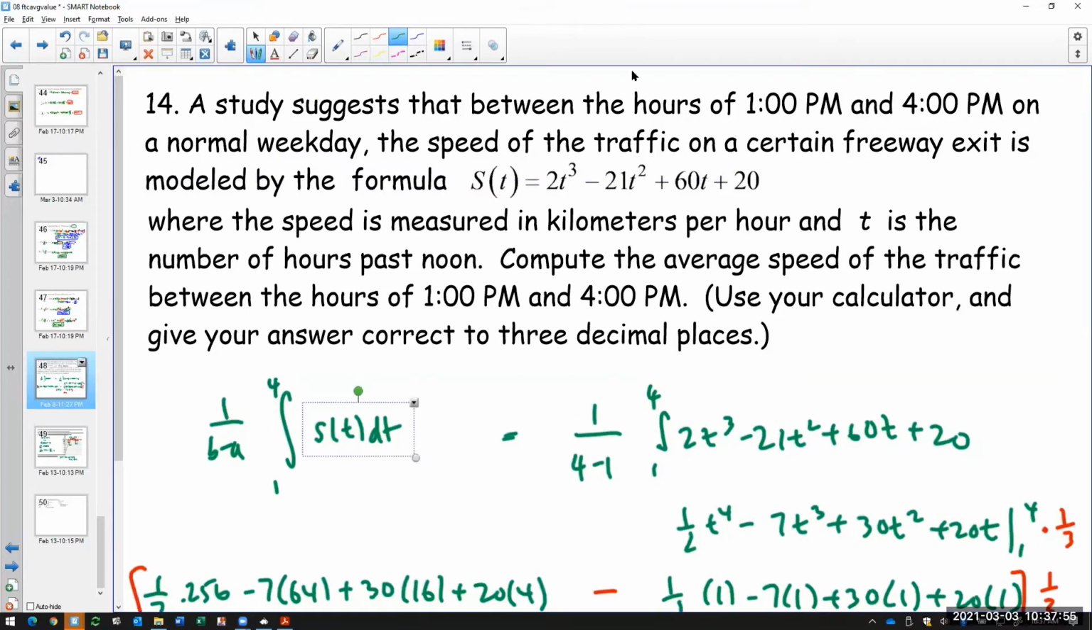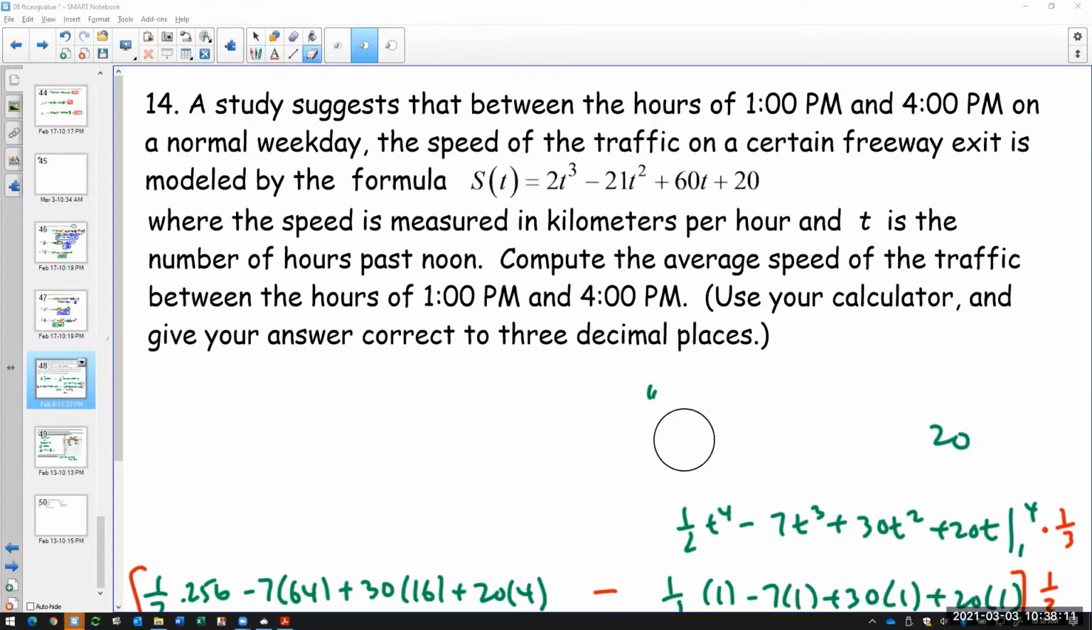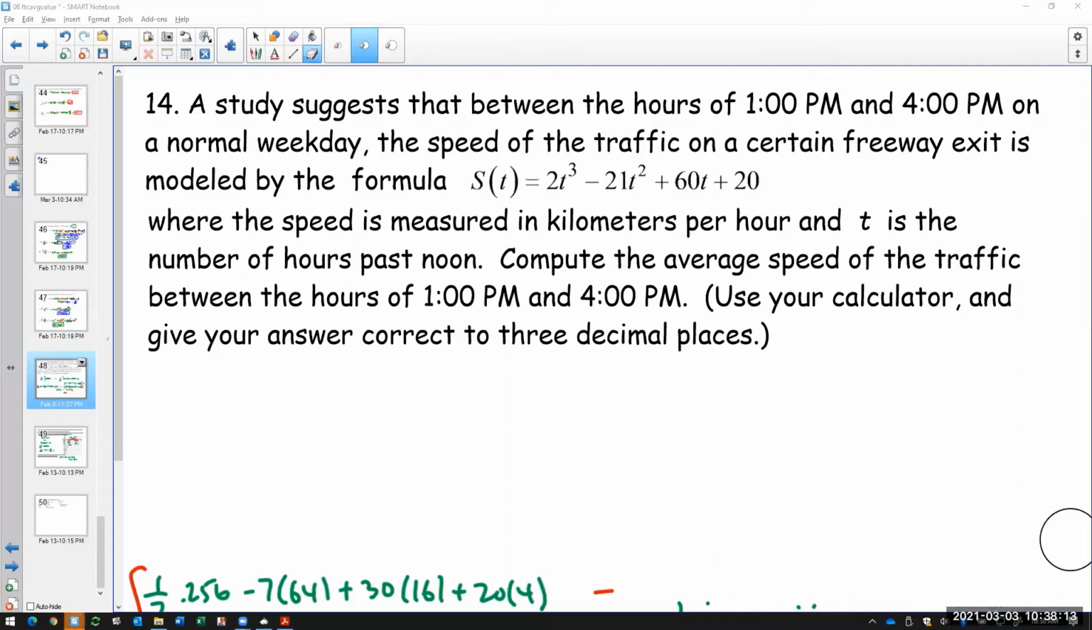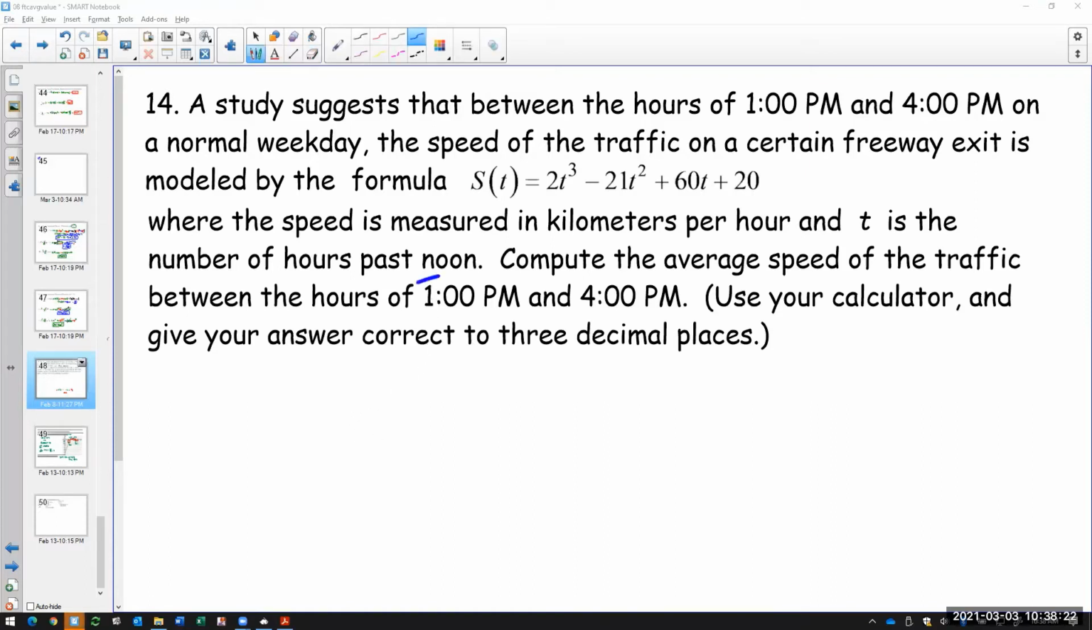So guys, here's 14. It says, between the hours of 1 and 4, the speed of traffic is this. So this is the speed. The question is compute the average speed from 1 to 4 p.m. When they talk about time, it is kind of confusing because you can't always just use the numbers for time, because time starts over after 12. You have to use numbers like 13, 14, and 15. But this one's not bad because it just goes from 1 to 4 p.m., so you can subtract those because that's 3 hours in between.